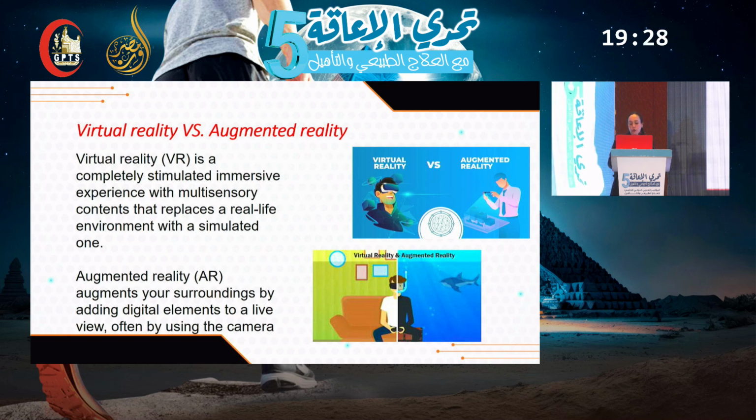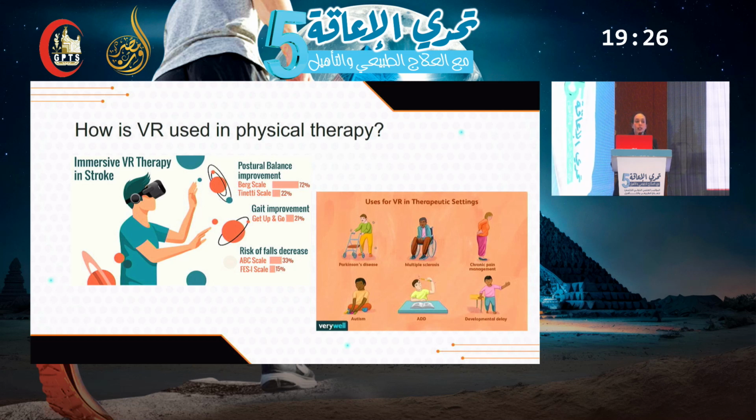camera or smartphones. Virtual reality is used in physical therapy in different aspects: neurological conditions, musculoskeletal conditions, and cognitive therapy. In neurological conditions, virtual reality is used for stroke patients to improve postural balance, gait performance, and motor performance, and to reduce the incidence of falls for these persons. Also, it's used for patients suffering from Parkinsonism, developmental delay, multiple sclerosis, ADD, and autism.